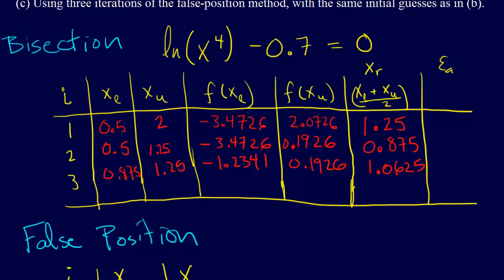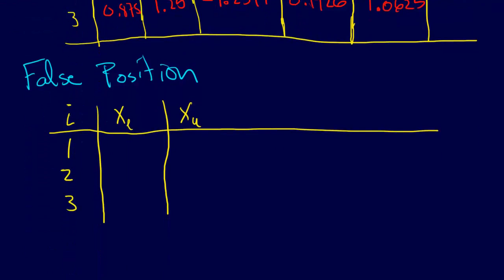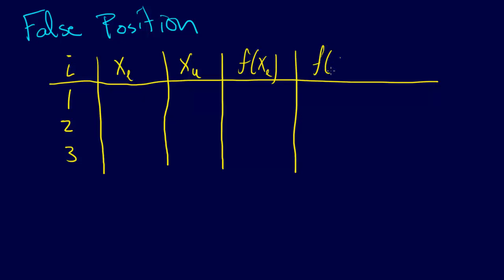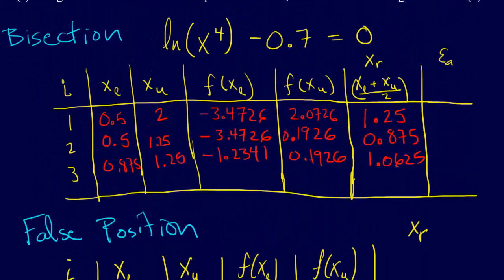Bisection. That's a much more meaningful label. Okay. XL, XU. Let's go f of XL. F of XU. And XR. Okay, so up here, our root was the lower plus the upper divided by 2.